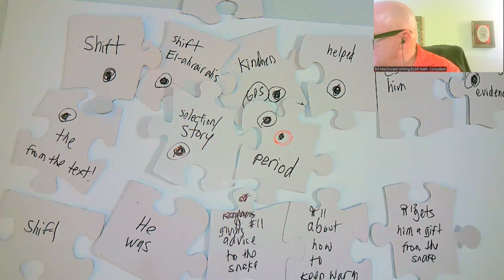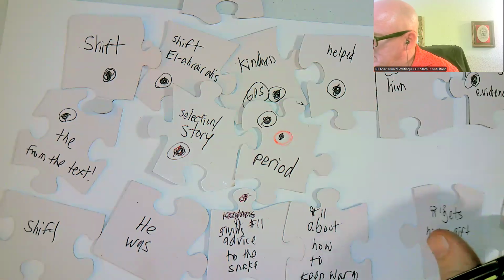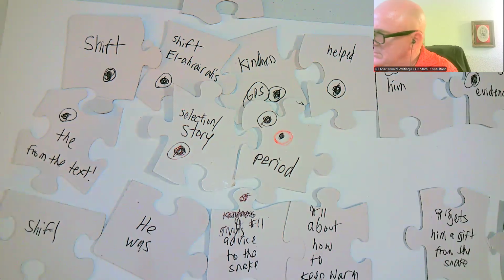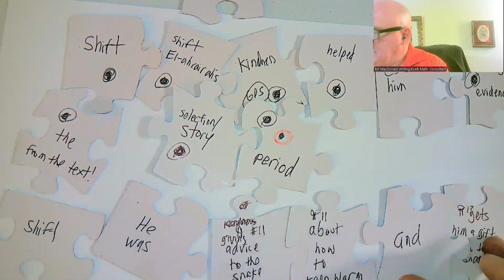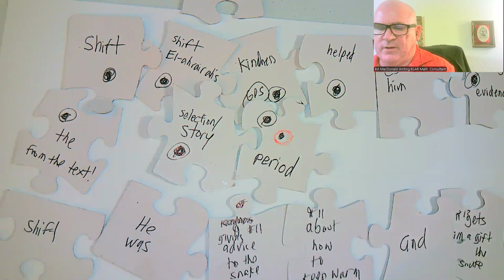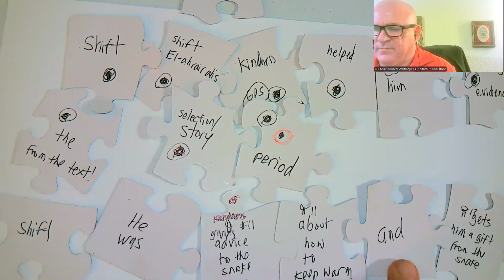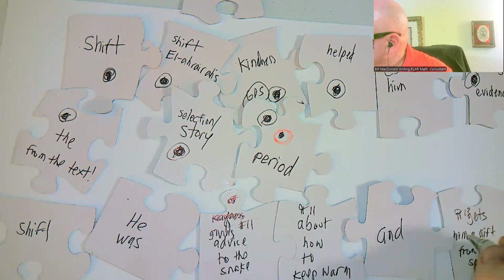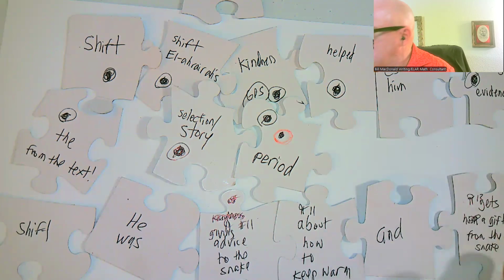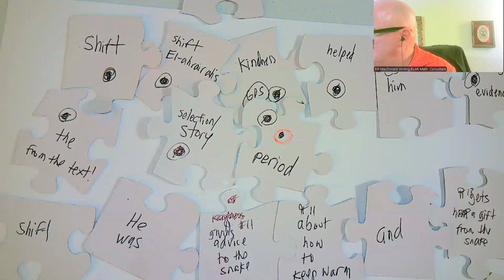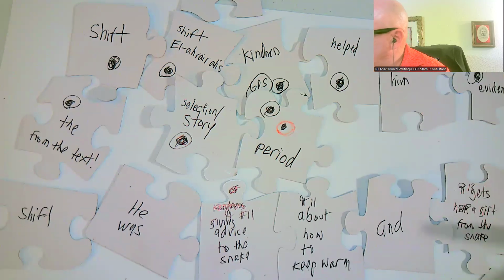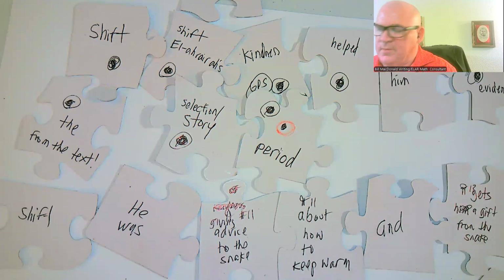Well, what is this gift? How to keep warm. And he was giving advice to the snake about how to keep warm, and gets a gift from the snake. So again, we're just trying to make sure our sentence sounds good and looks good. Gift of the snake of hypnotic power.